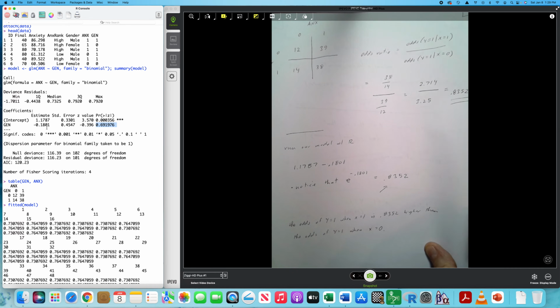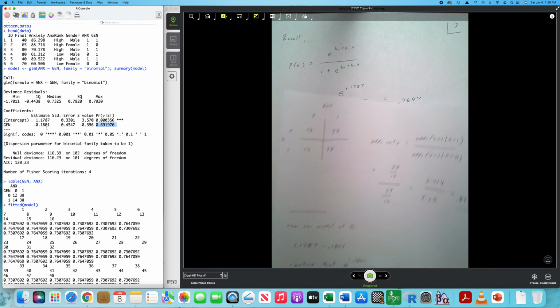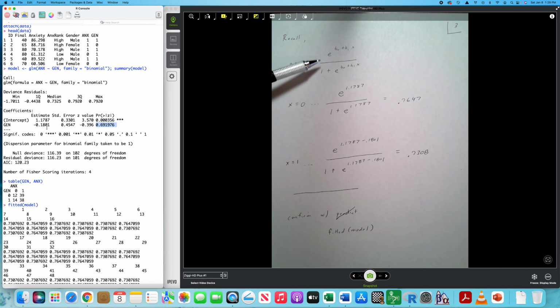I can't stress how important it is for that to be tattooed to your brain to where that becomes clear. And it's not always clear, and I'll demonstrate that in just a second. So also recall that the probability of Y can be found by taking e to the b0 plus b1x over 1 plus e raised to the b0 plus b1x. So when x is equal to 0, we insert 0 in for x, so the second term disappears.